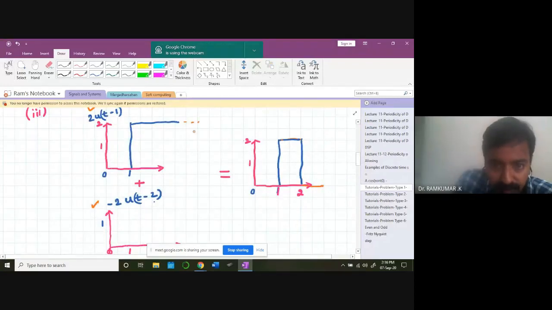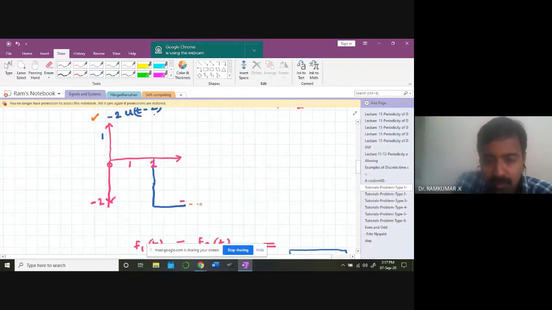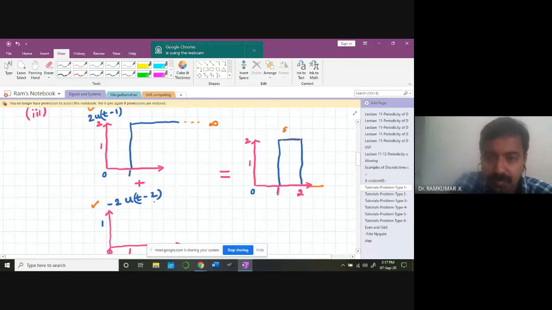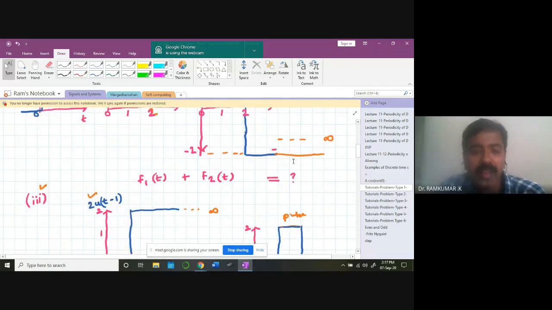This is going up to infinity. This is also going up to infinity. So naturally, I'm going to end up in a square pulse like this, a rectangular pulse. So a rectangular pulse like this, I'll be ending up. What I have done, I've just added these two signals.